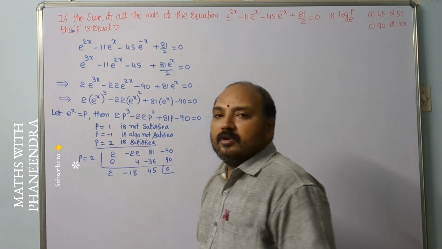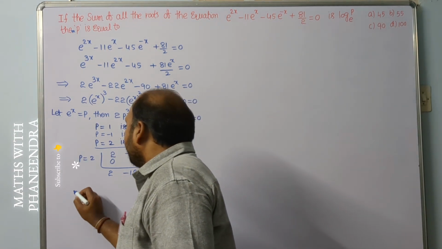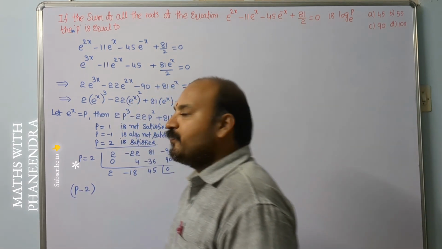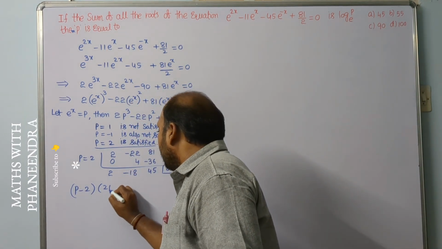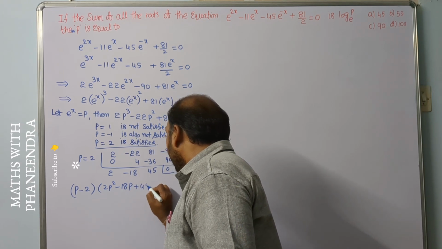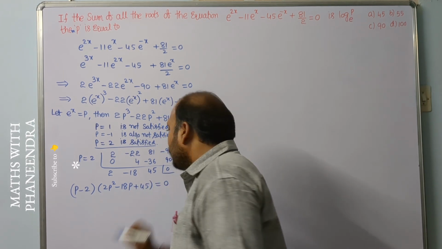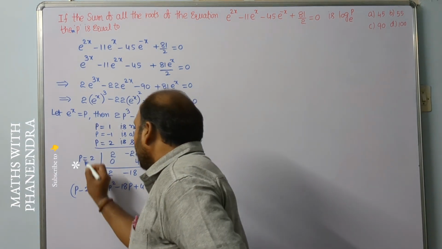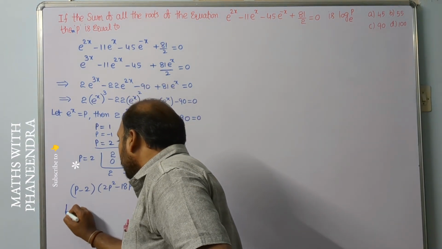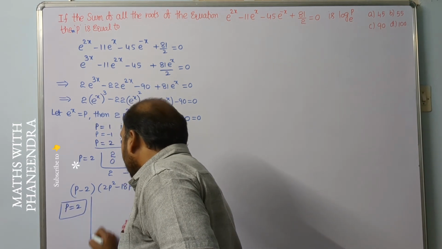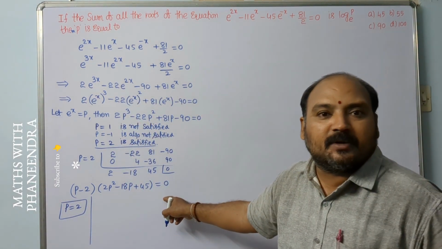So now it is a quadratic equation. p equal to 2 is a root means p minus 2 into 2p square minus 18p plus 45 is equal to 0. So for this we need to calculate the roots. p equal to 2 is already a root. We got it. Next, this is the quadratic equation in terms of p.